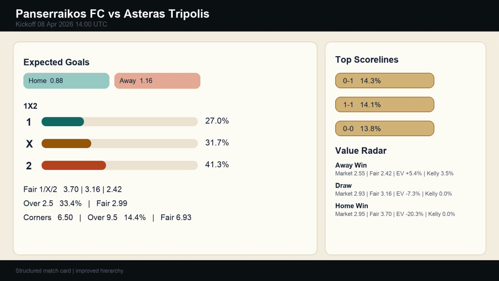Now Panserekos against Tripolis. The model, at least in its more direct betting output, points toward an away win. That is the headline signal. In raw model terms, Astras are being treated as the better value side in the result market. So if you only looked at the generated bet output, you would think this is a viable away angle.